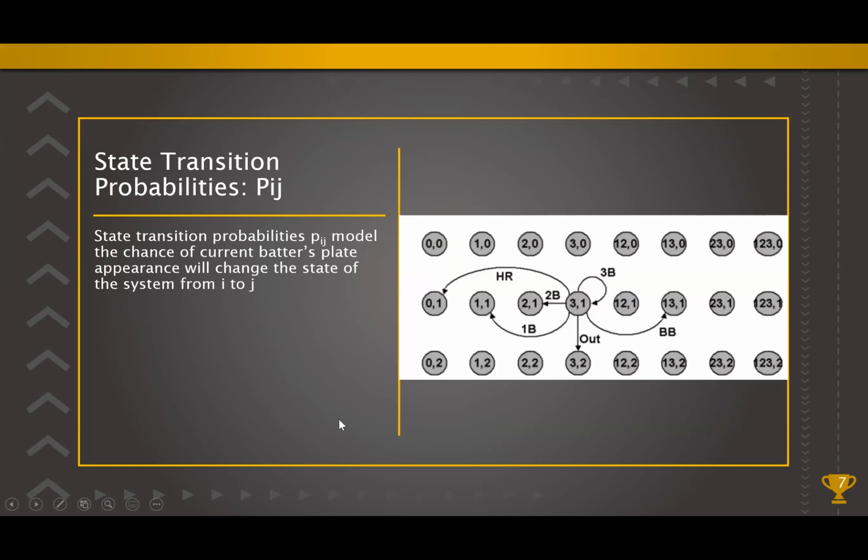Now that we have a better understanding of Markov chains in baseball, let's now discuss the state transition probabilities. State transition probabilities, noted Pij, model the chance that the current state's batter plate appearance will change the state of the system from I to J. I is the current state and J is the next state. For example, suppose state I is 1, 0, meaning runner on first and 0 outs, and state J is 0, 0, meaning no runners on base and 0 outs.